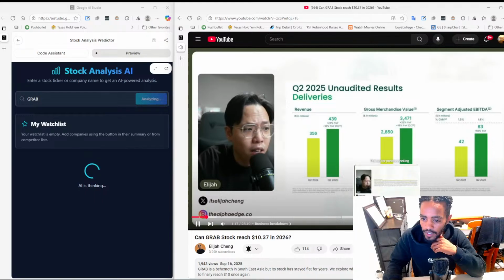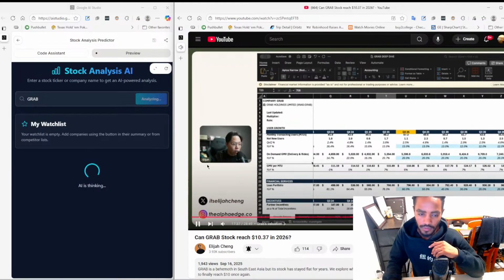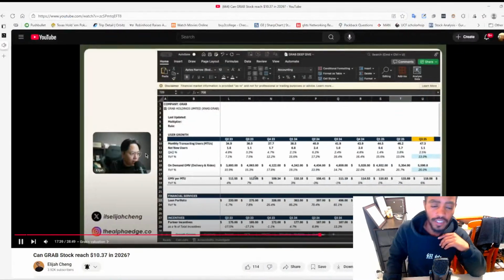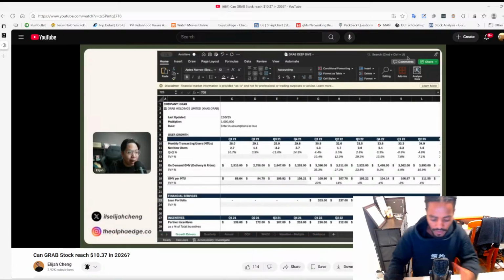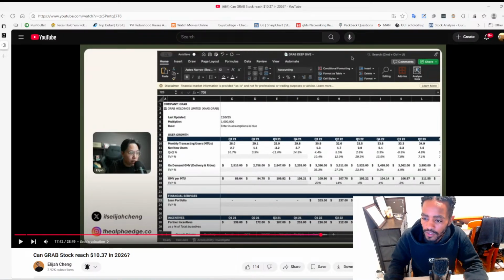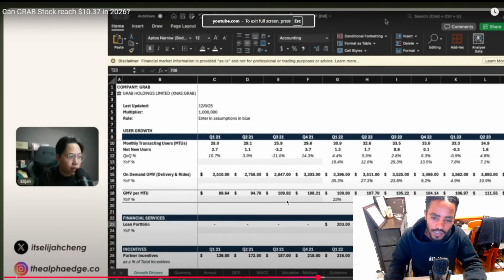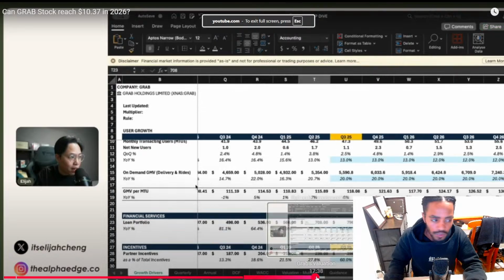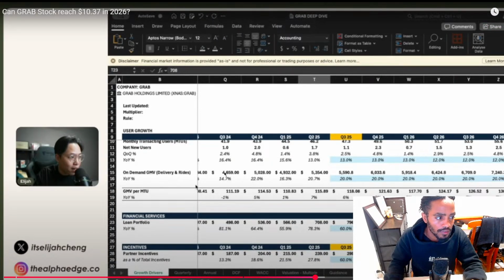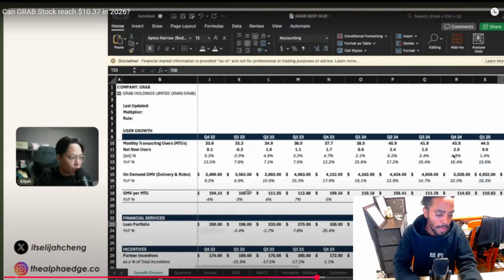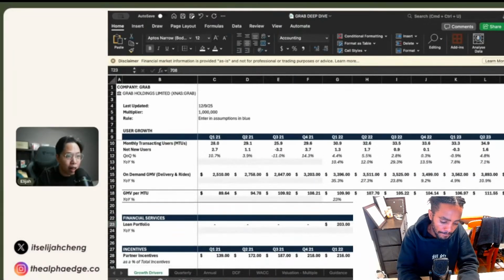Let's take a look at how this Excel file actually works. So what you're seeing over here is we're starting by to understand the business from the most key metrics, which is users on the platform.